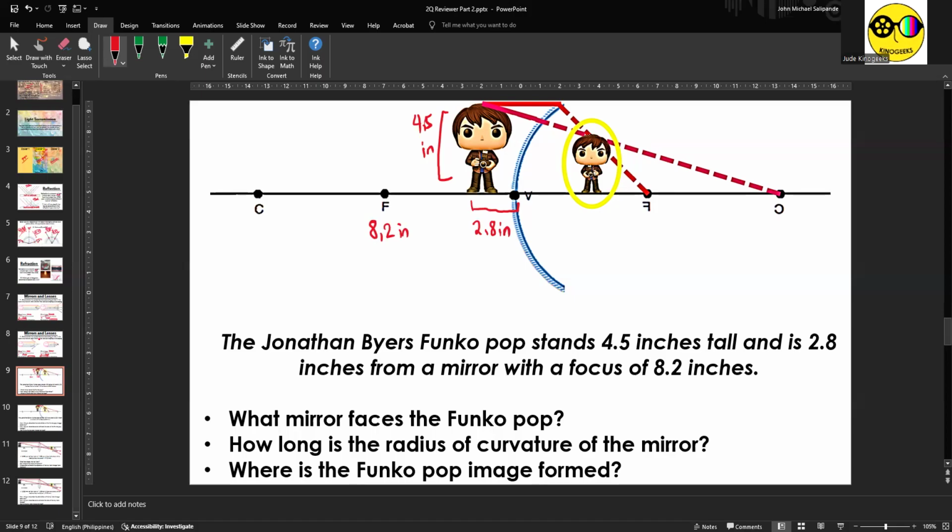The first question is, what mirror faces the Funko Pop? So the mirror has one outward curvature, therefore we classify it as a convex or diverging mirror. Number two, how long is the radius of curvature of the mirror? So the radius of curvature pertains to letter C, which is twice the value of the focus. So we have 2 times 8.2 inches, giving us a radius of curvature of 16.4 inches.